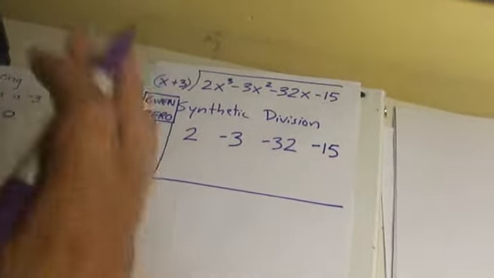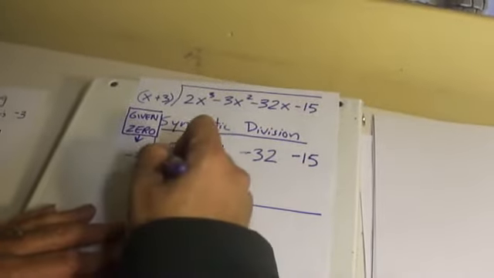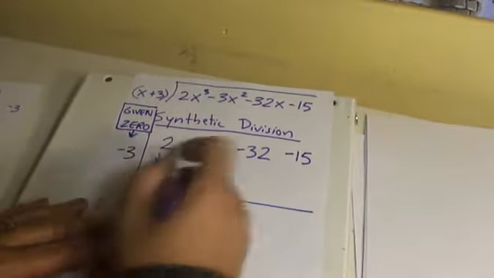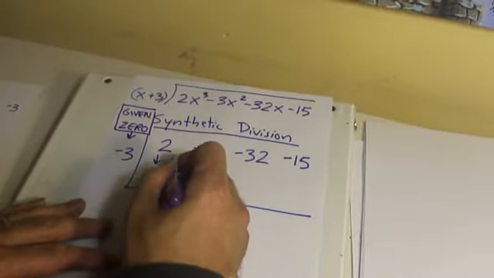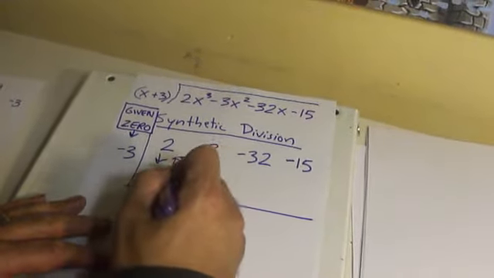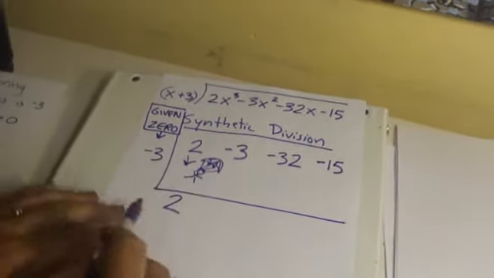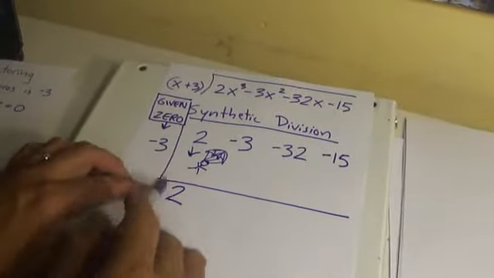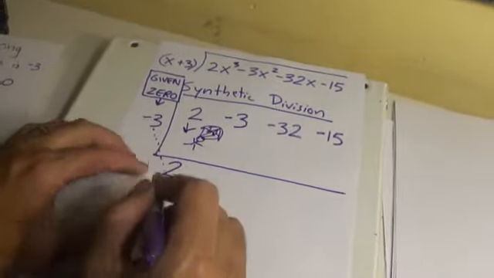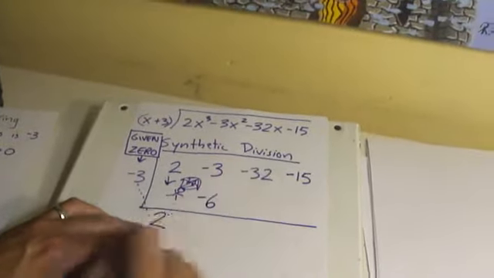And all we do, now here we go. Watch this process, synthetic division. We take the first term, we drop it down. I usually draw a little parachute here to show my students, hey, this guy's parachuting down. So we drop the 2 down, and now we say negative 3 times 2. What's negative 3 times 2? Anyone? Negative 6. So we put that in the next column right there.